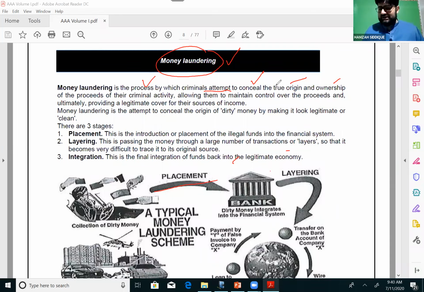There are 3 stages of money laundering: placement, layering, and integration. So you see here, it is an attempt to conceal the origin of dirty money by making it look legitimate or clean. That is the whole process. This is called money laundering. So a 3-step process: placement, layering, and integration.